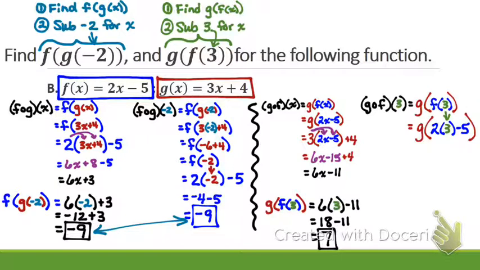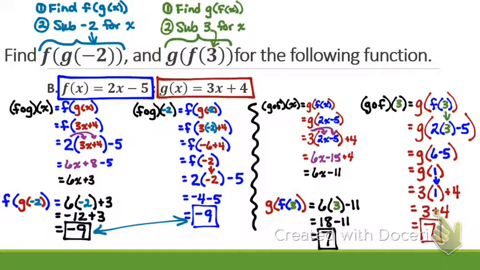2 times 3 is what? 6. So I have 6 minus 5, which is what? 1. So I'm going to take 1 and feed it into my function g. What is my function g? 3x plus 4. So I'm going to put 1 in the place of x, plus 4. So I have 3 plus 4, which gives me an output of 7. Same output? Same output.